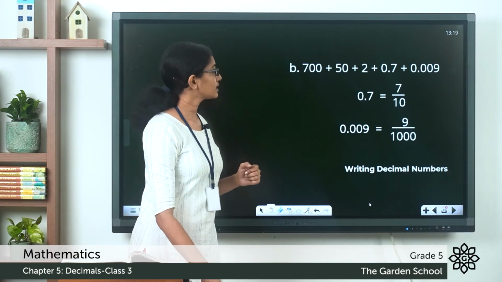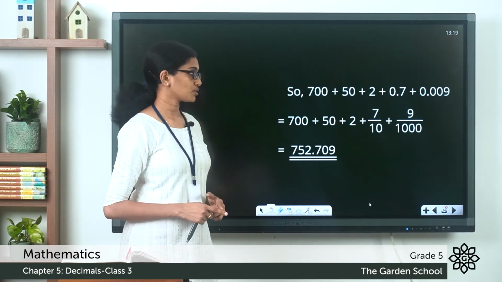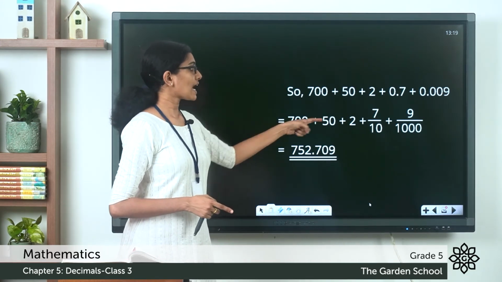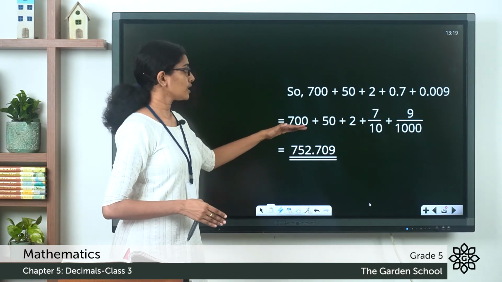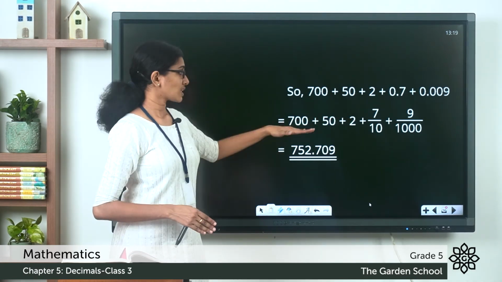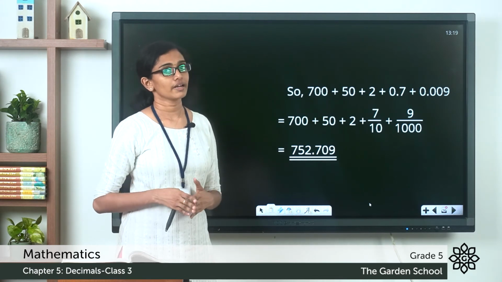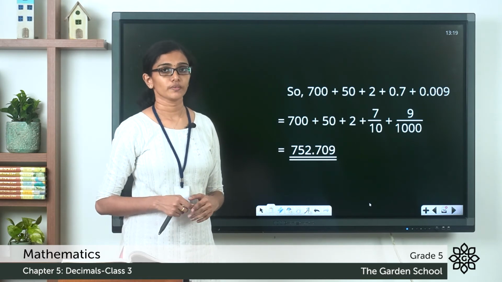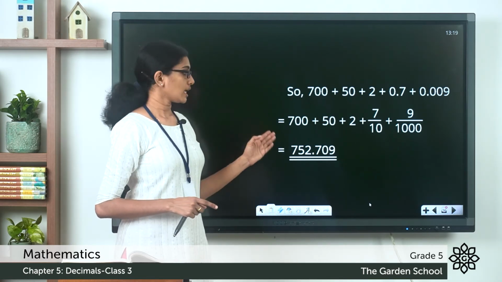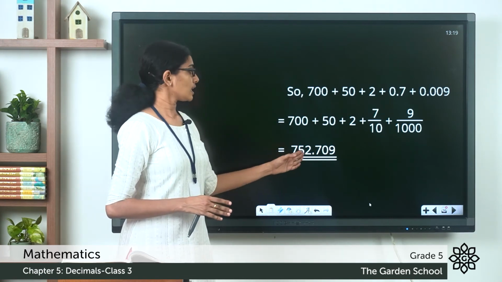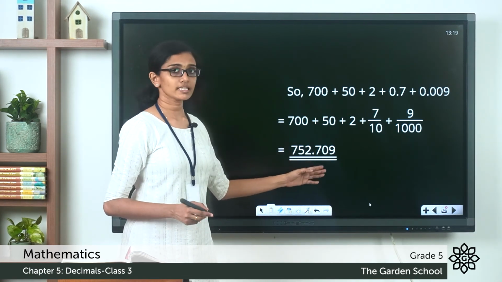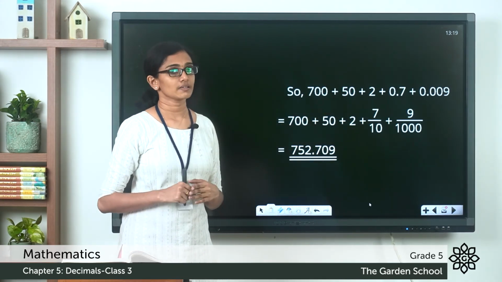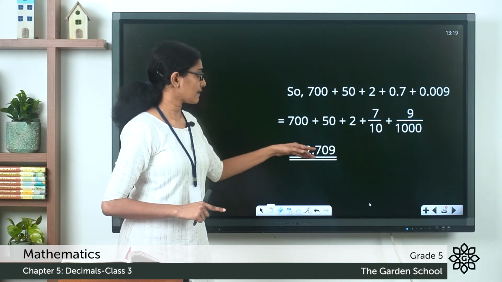Now let's rewrite 700 plus 50 plus 2 plus 0.7 plus 0.009. That is equal to, let's add the whole number part first. 700 plus 50 plus 2. 700 plus 50 is equal to 750. 750 plus 2 is equal to 752. So there we have the whole number part here. Now you put the decimal point. Then after the decimal point, you have the tenths place, and which is the digit that comes in the tenths place? It is 7, because 7 has the place value of 7 tenths. So let's write 7 here.